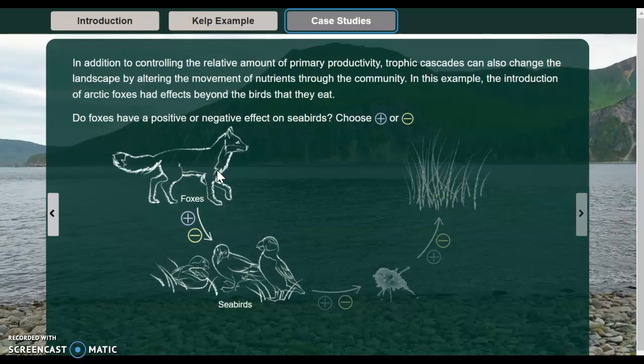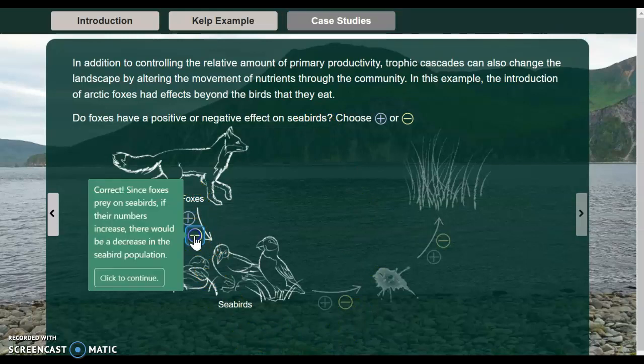In addition to controlling the relative amount of primary productivity, trophic cascades can also change the landscape by altering the movement of nutrients in a community. Think of our nutrient cycling. So in this example, the introduction of Arctic foxes had effects beyond the birds that they ate. So we want to know, do the foxes have a positive or negative effect on the seabirds? They probably eat the seabirds, so we're going to go negative. Since the foxes prey on the seabirds, if their numbers increase, there would be a decrease in the seabird population.